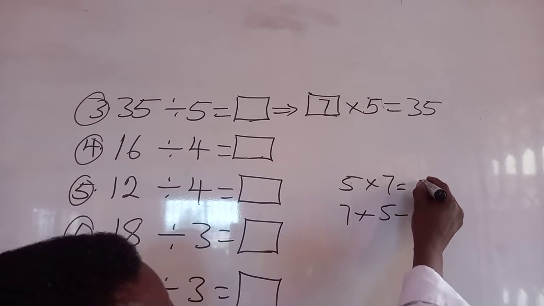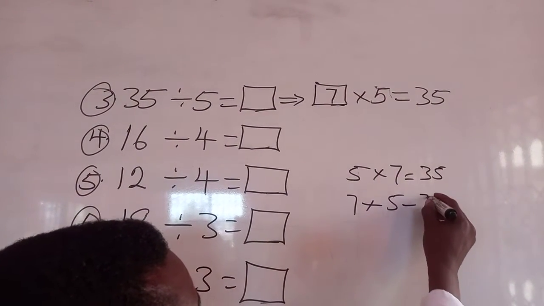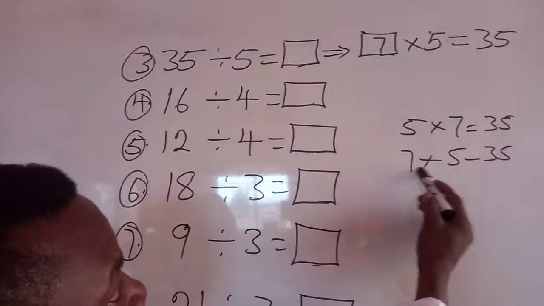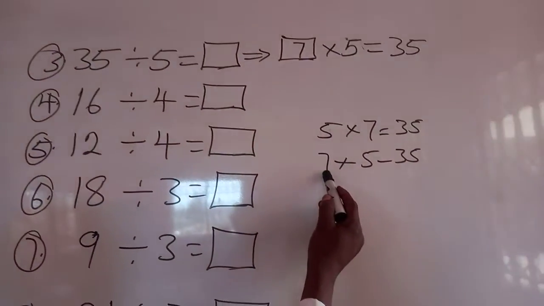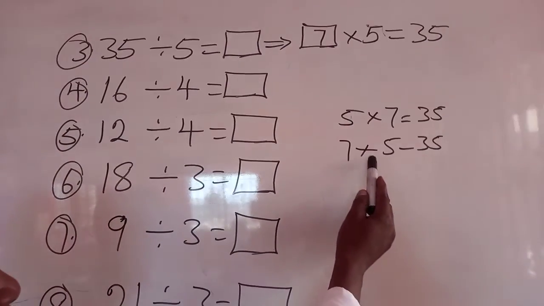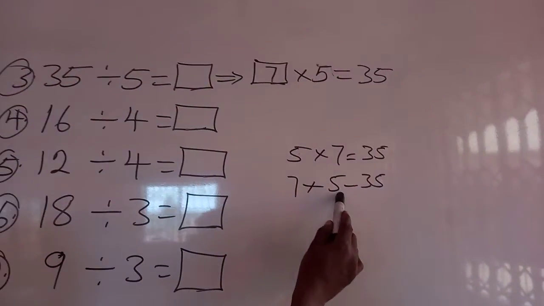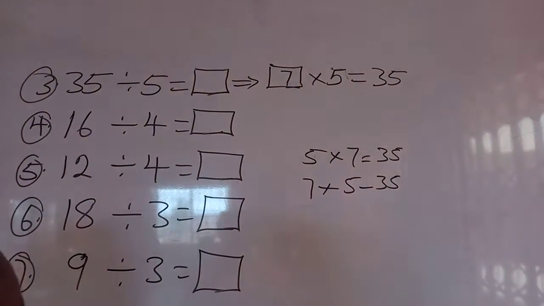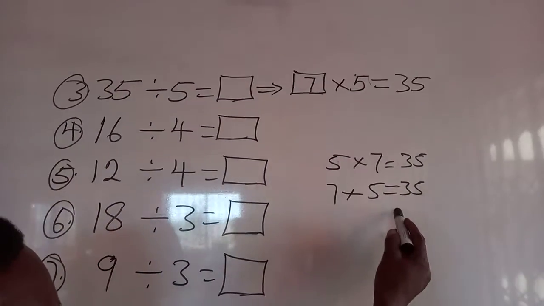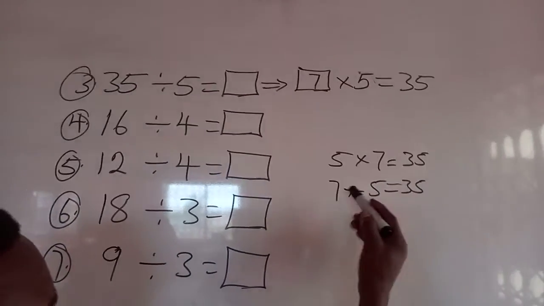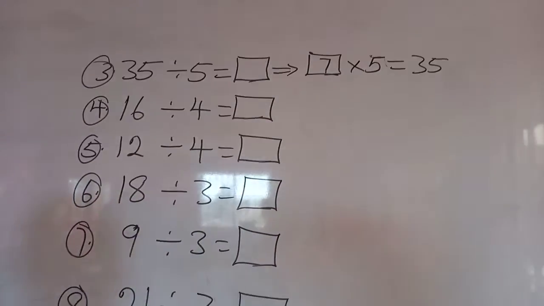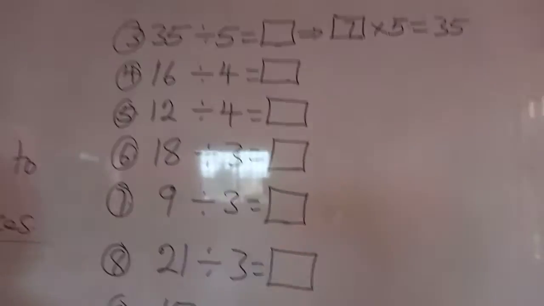They will all give us 35. So don't be disturbed if this one comes first. Say, I don't know the 7 times table, but if you know the 5 times table, you should be able to tell us that 5 times 7 is 35. Or 7 times 5 is 35. The next example, we have 16 divided by 4.